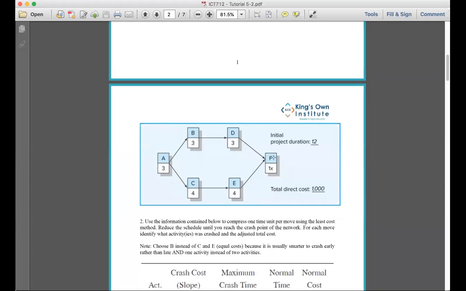That 1,000, if you then count the duration of this and the duration of this, you find that this is 12 days. So that's the longer one. So you know that for 12 days, the project will cost you 1,000. The direct cost of the project is 1,000. That's all we've done.